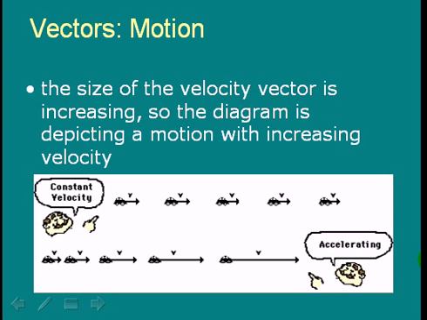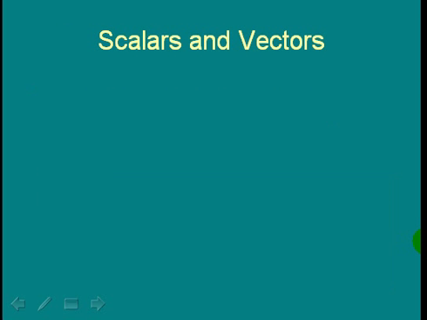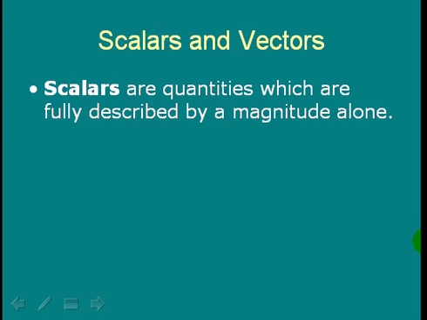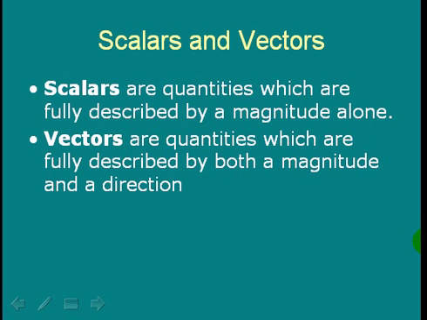So the two important things from this is the size of the vector, it tells us the amount of velocity we have in this case, and also the arrowhead shows us the direction. So what is the difference between the scalar and the vector? Well, scalar is a word you may not have heard before, but it is a quantity that's just magnitude alone. And vectors are quantities with both a magnitude and a direction.